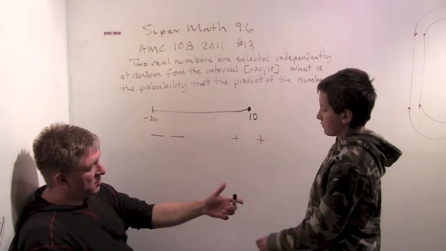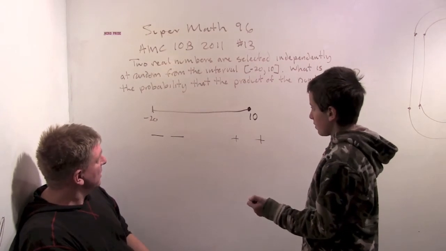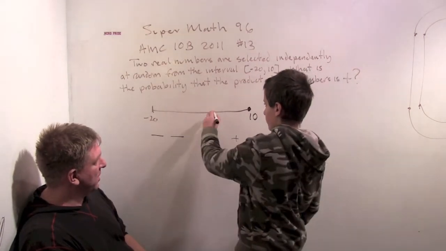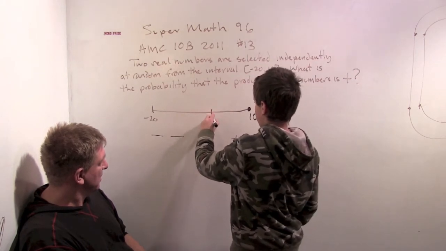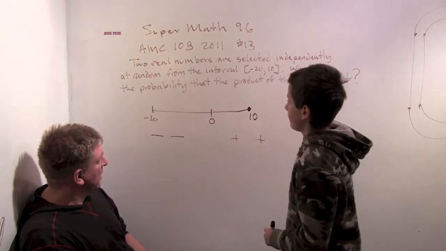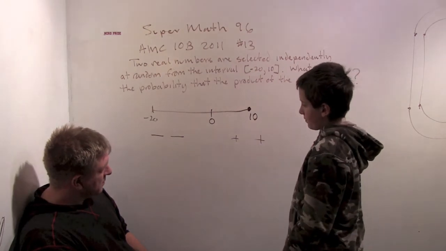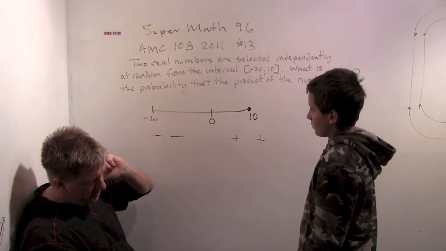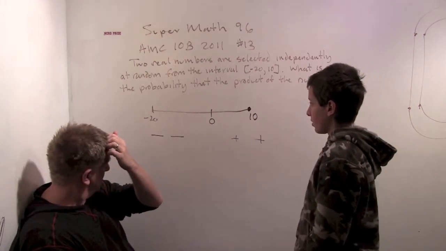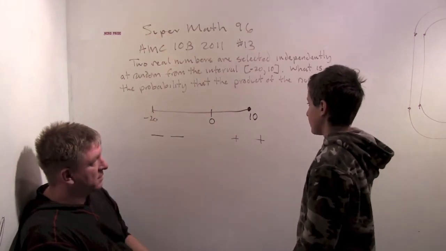Can you show me where 0 is on my number line here? If this is minus, make it approximately right. It would be closer to 10. Okay, I'm going to say it's about there. How long is this line segment here from -20 to 0? It would be 20 long. How long is this line segment? It would be 10 long.